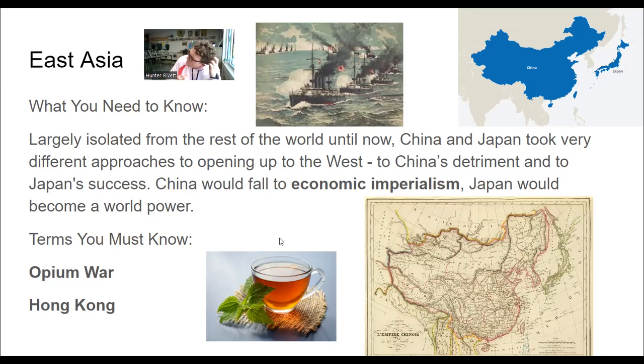And while there's a lot going on here that you need to know, the two terms that are both in the textbook and on the exam description, the CED, are the Opium War, the first Opium War, and Hong Kong. Though there's a lot going on here, you must know those. Okay, well, here we go. Let's get started. I always like talking about East Asia because it's so important in world history.